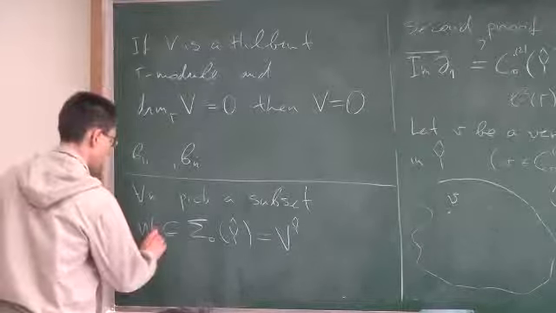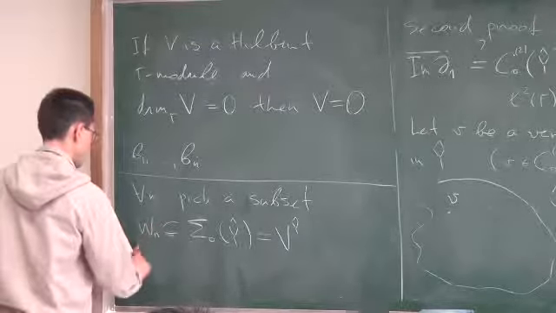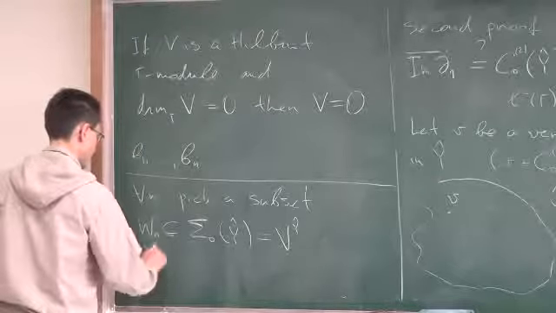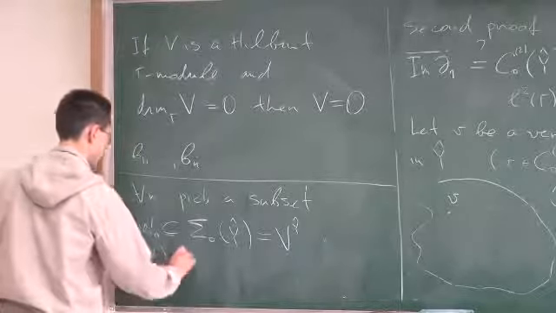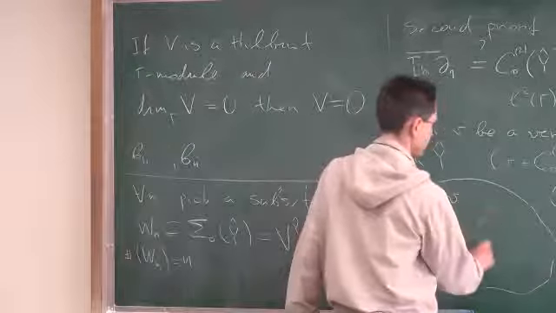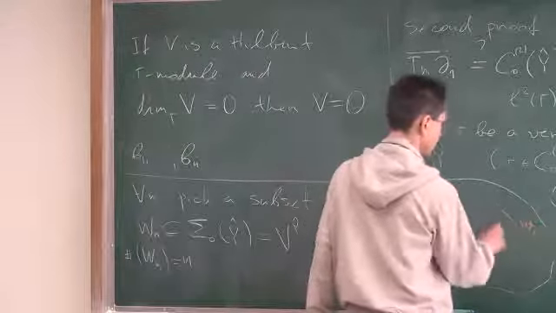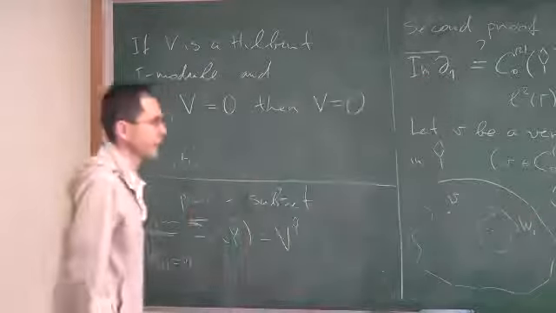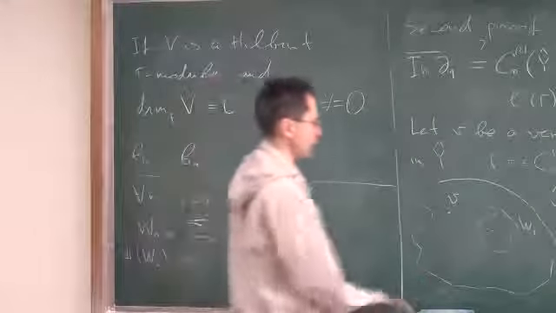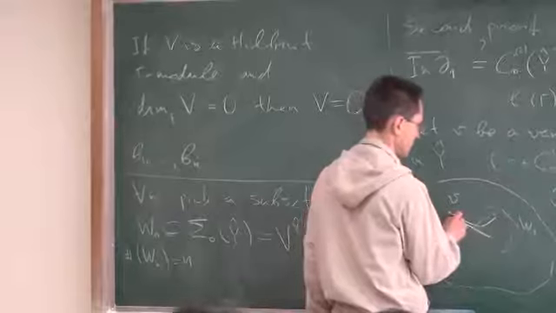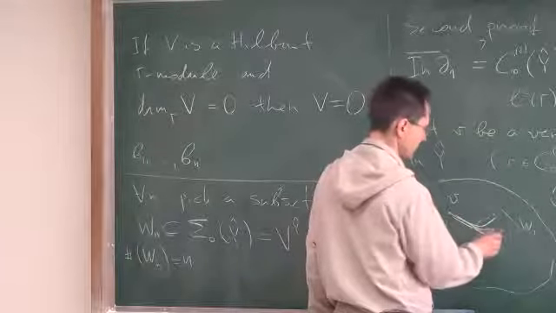Take a subset W_n such that the number of elements is n. The cardinality of W_n is n. So this is where it is on the picture. This is W_n, and it has n vertices in it. Since ŷ is connected, we can draw a path to each of those vertices.